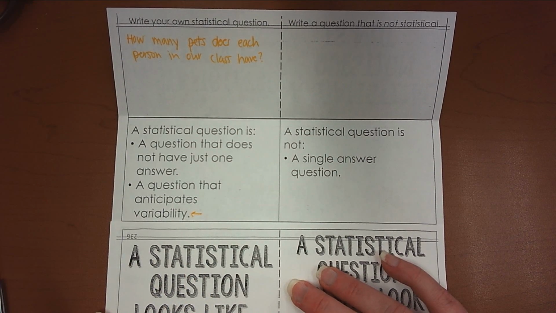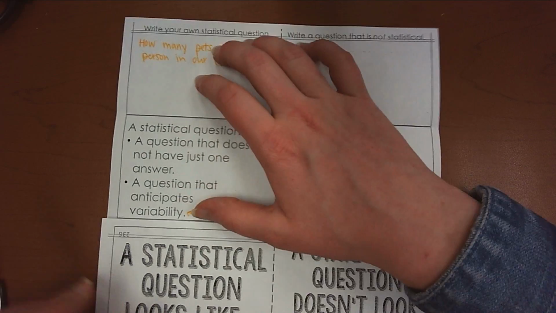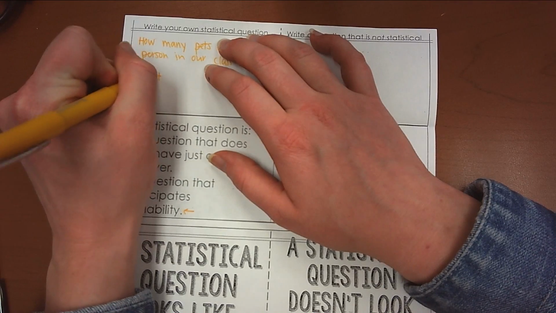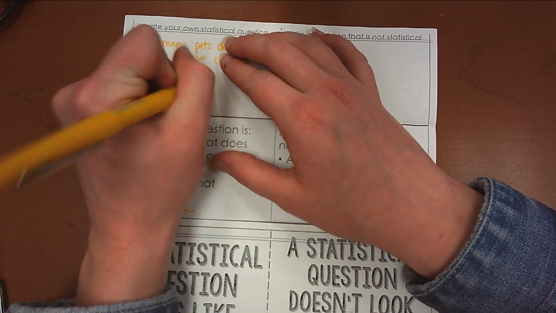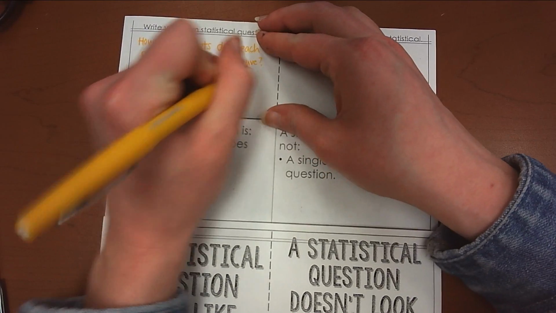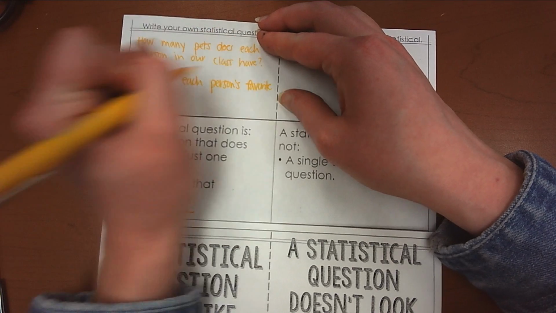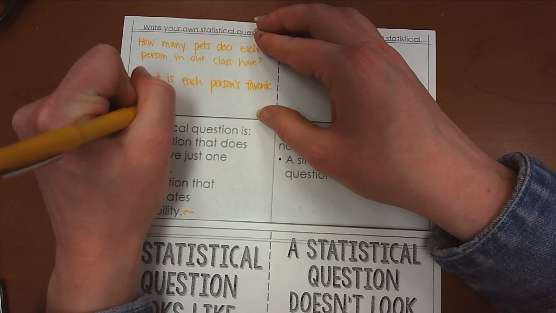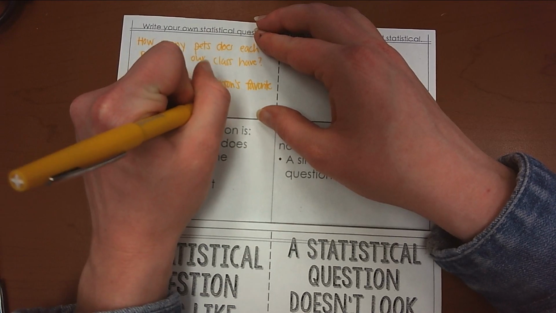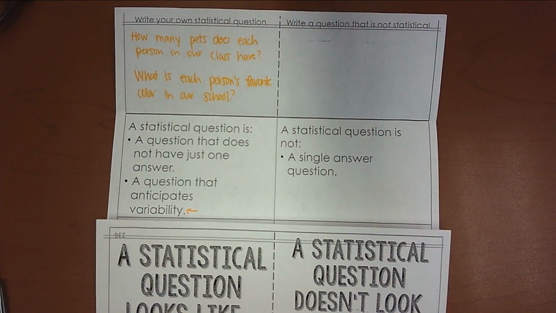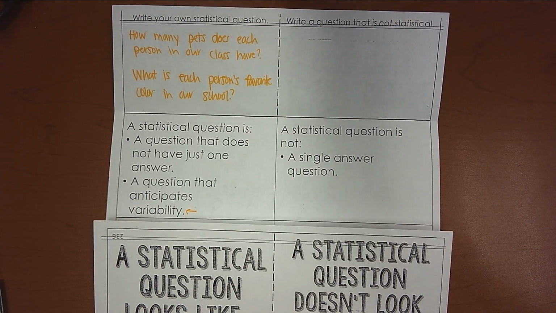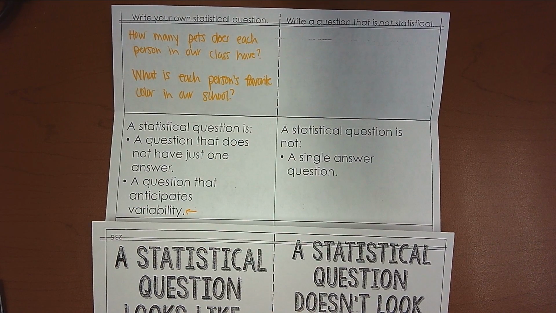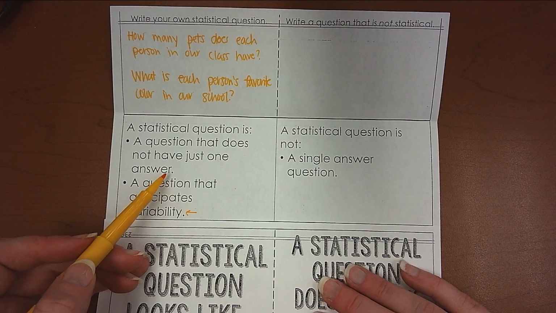We could also say, what is each person's favorite color in our school? And again, we're going to get a lot of different answers here. One person may like red, another may like purple, another may like purple too, another may like orange, another may like black, and it goes on. So statistical questions have more than one answer.